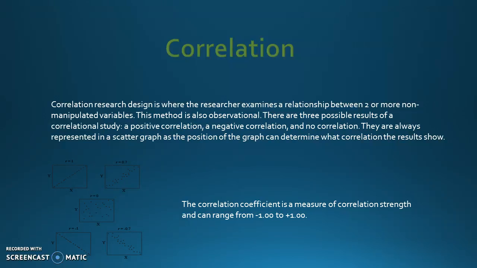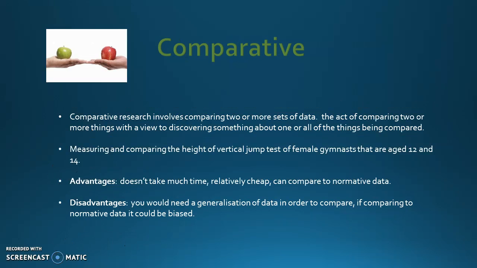correlation results show. So as you can see here on the left, you have multiple examples of different correlations, and the correlation coefficient, which is the R value that you can see above the graphs, is a measure of correlation strength and can range from -1 to +1.